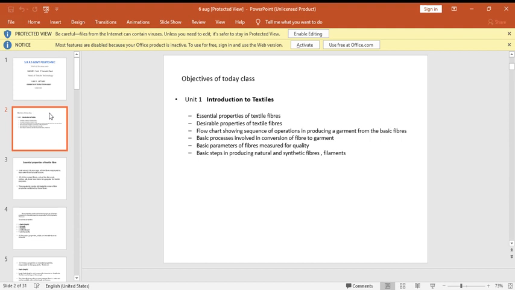Today, the objectives of Elements of Textile Technology, Unit 1, are: we are going to learn what the essential properties of textile fibers are, what the desirable properties of textile fibers are, and a flow chart showing the sequence of operations in processing a garment from a fiber. Also the basic process involved in conversion of fiber to garment, basic parameters of fiber measured for quality, and basic steps in producing natural and synthetic fibers and filaments. So these are today's objectives.